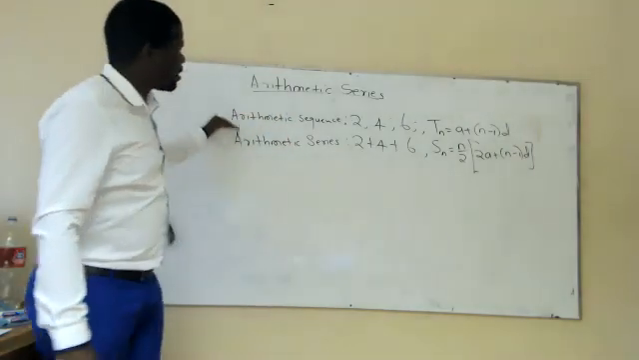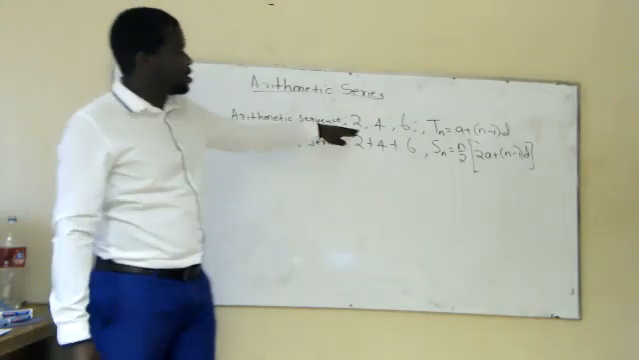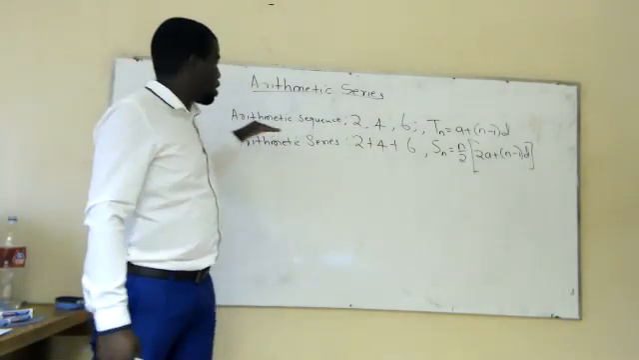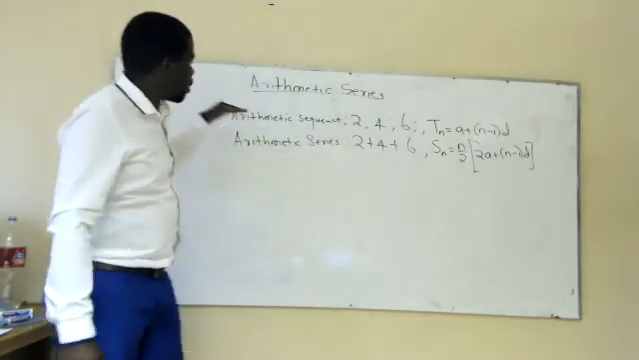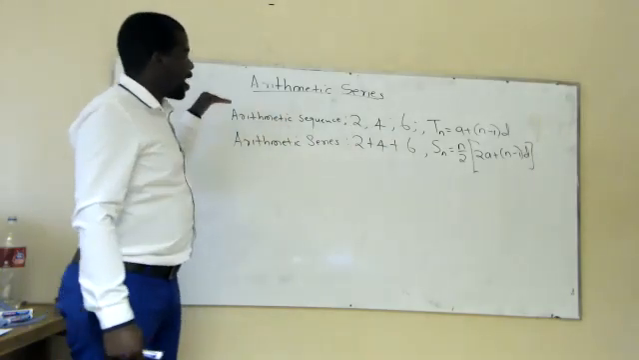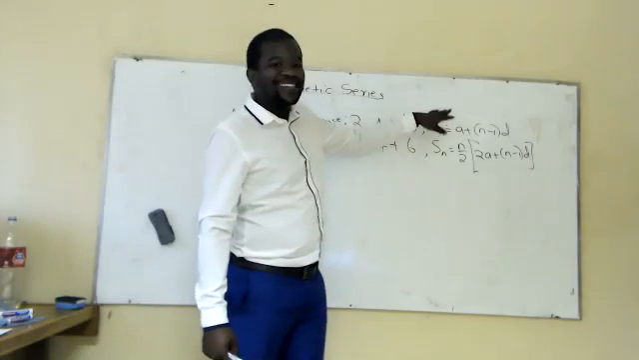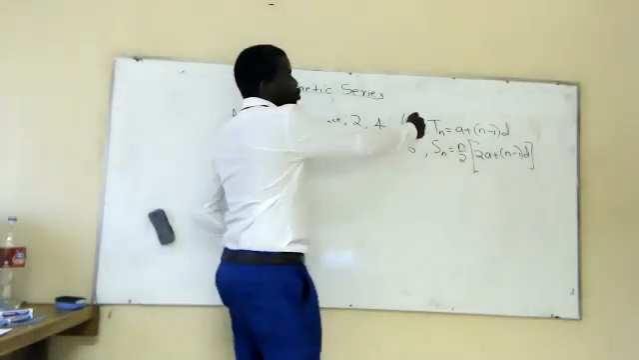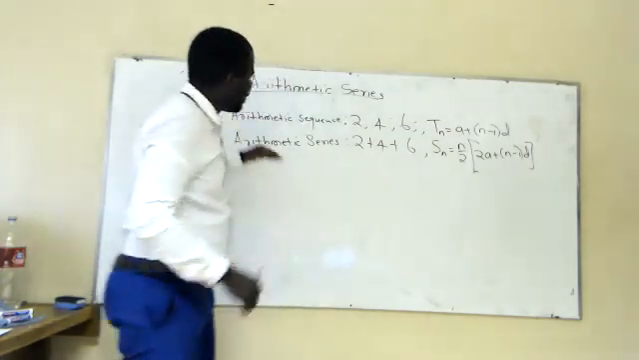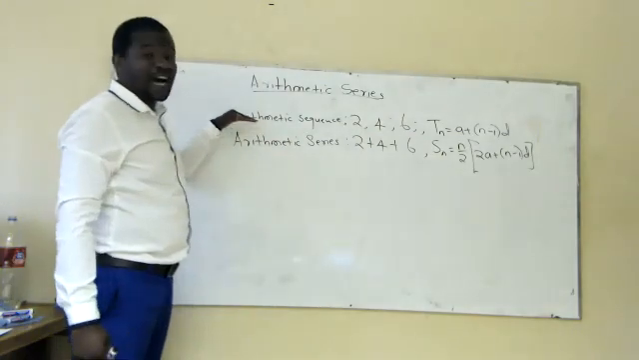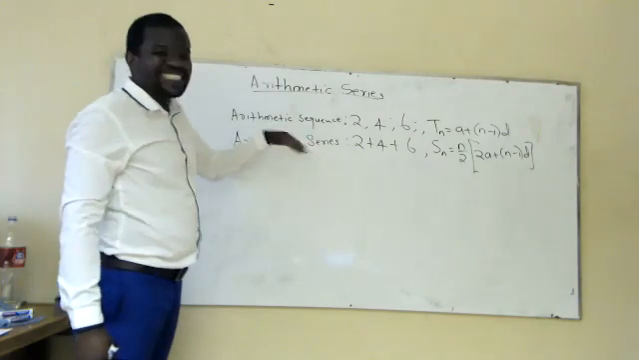So I was explaining the difference between arithmetic sequence and arithmetic series. An arithmetic sequence is separated by semicolons, and an arithmetic series is separated by what? By addition. Now, what does an arithmetic sequence do? An arithmetic sequence gives you the next terms. For example, let's say we want to find the 10th term or the 100th term. Then you are going to use what? Arithmetic sequence. But an arithmetic series does different things.